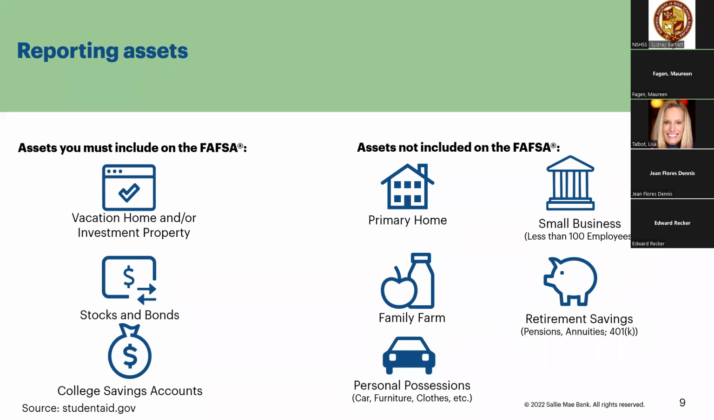So Maureen, there's a lot here for reporting assets. I'm just wondering, just so we can fully understand this, if a family owns their house and they live in it outright and they don't have a mortgage, then they don't have to report it on the FAFSA. Is that correct? That is correct, Lisa. You never have to report your primary home as an asset, even if you don't owe anything on it.